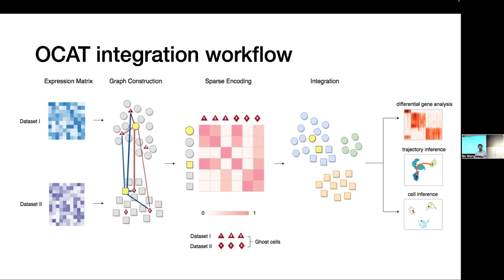The steps behind OCAT are basically two. First, you select cells as bases, and then you reconstruct the original cells using bases selected from multiple batches. The coefficients of this reconstruction can be treated as the new representation of the single cells. With these new representations, hopefully we achieve the two objectives of this integration, as we mentioned before. One, preserve the biological signals of cell type heterogeneity. Two, remove the batch effect. And with these new representations, we can enable many downstream analyses, such as clustering, trajectory analysis, and so on.